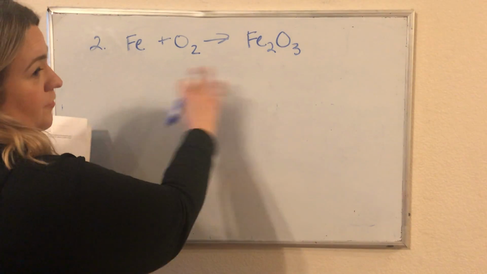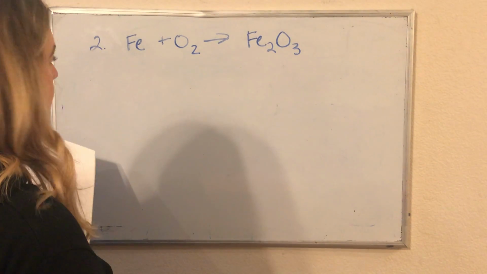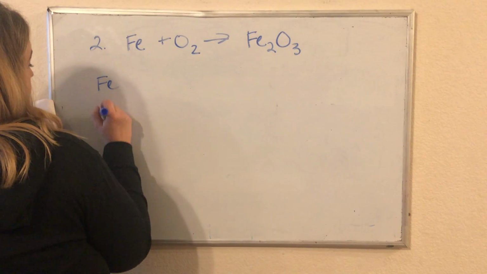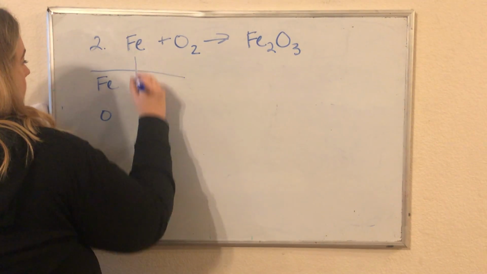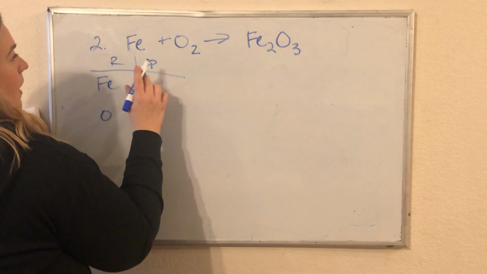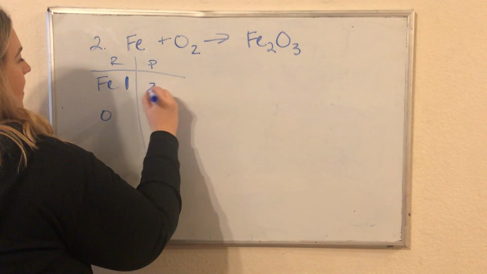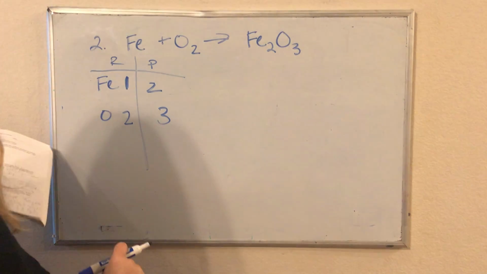This is how rust forms. It's called oxidation. So let's balance this equation. All we have simply is oxygen and iron. So we've got 1 on this side and 2 on that side. Got 2 on this side and 3 oxygen on that side.